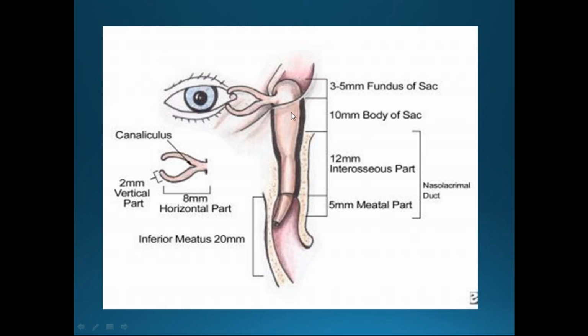This is the fascia covering the lacrimal sac. This is the lacrimal sac and nasolacrimal duct. This is the fascia covering the lacrimal sac. The periorbita splits at the posterior crest and fuses at the anterior crest.